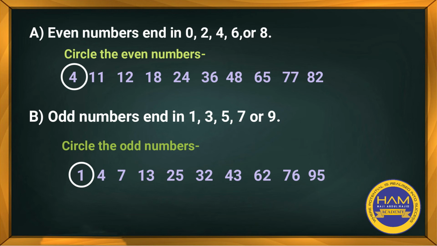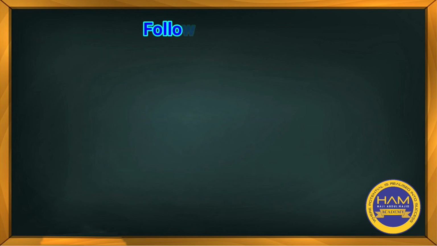Next number is 4. Does this number end in 1, 3, 5, 7 or 9? No. So this is not an odd number. Next number is 7. Does this number end in 1, 3, 5, 7 or 9? Yes. So this is an odd number. Now let's come to the last question, which is follow the pattern.